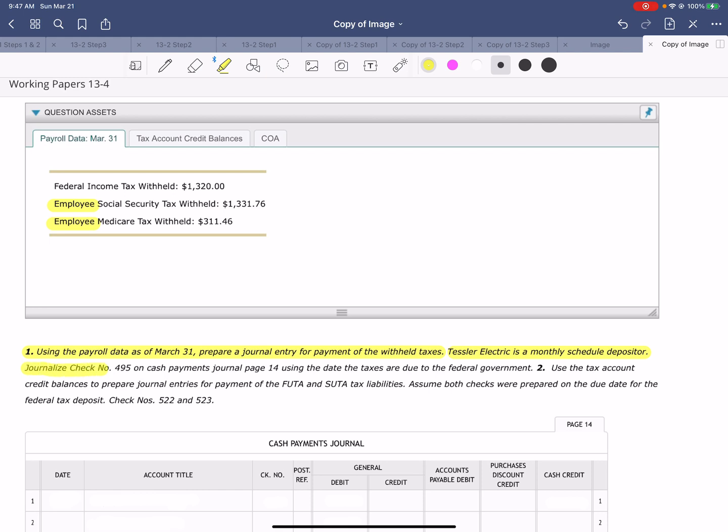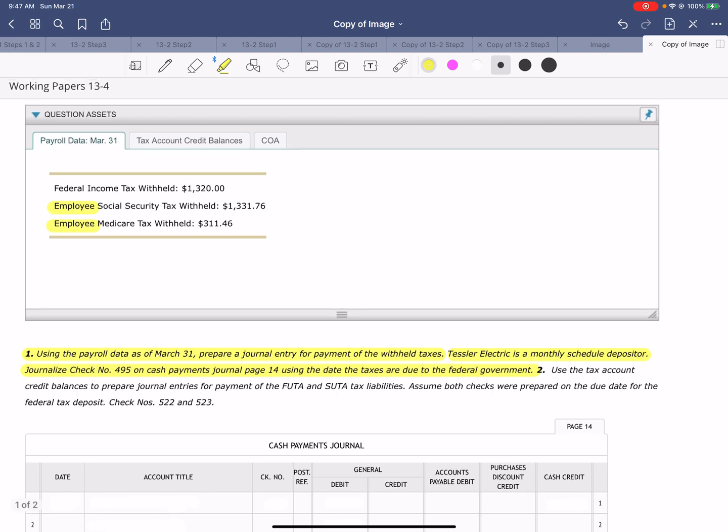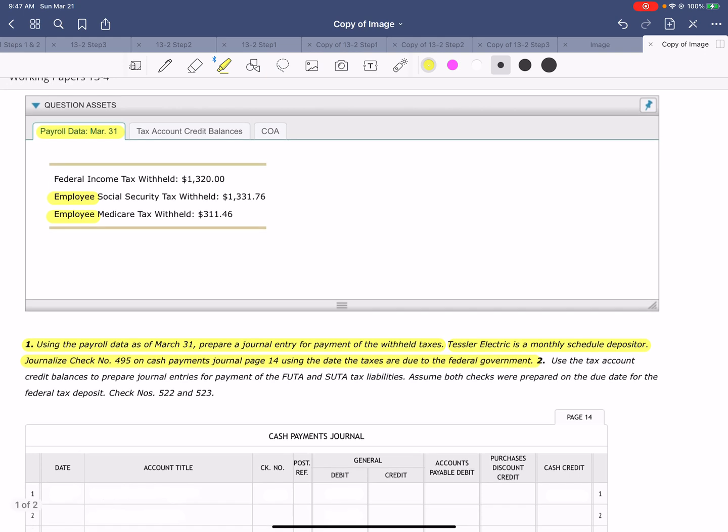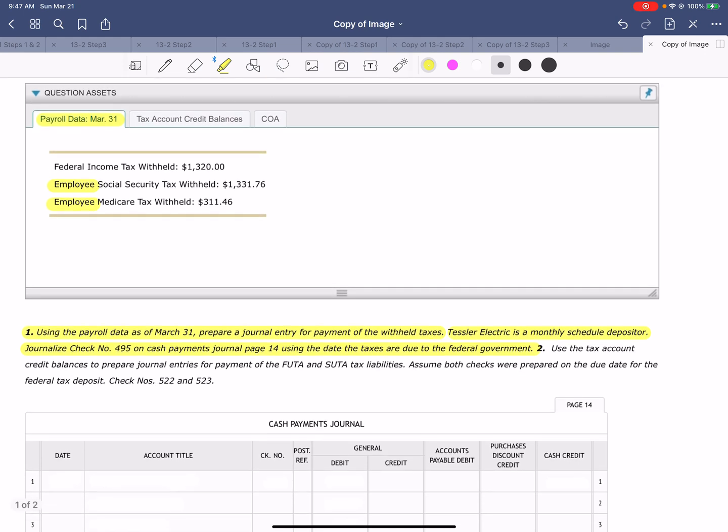Journalize check number 495 on the Cash Payments Journal 14 using the date the taxes are due to the federal government. Okay, so when you look above here, we're going to take a look at the payroll taxes from March 31st, and this is the data we need. We are going to record 3 deposits to the government. Remember, these 3 we can write out 1 check for.